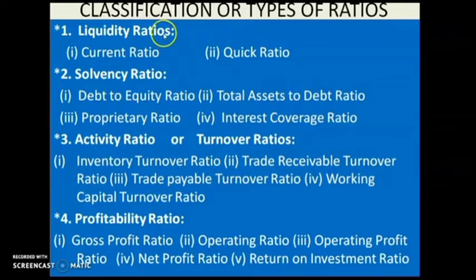First of all, let us see the classification of ratios. There are four categories of ratios. The first one is liquidity ratio. Second one, solvency ratio. Third one is activity ratio. And the fourth type is profitability ratio. We have already discussed the first three types of ratio. Today we are going to discuss profitability ratio.